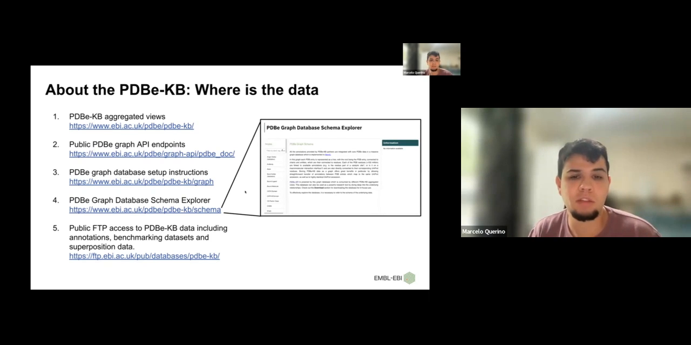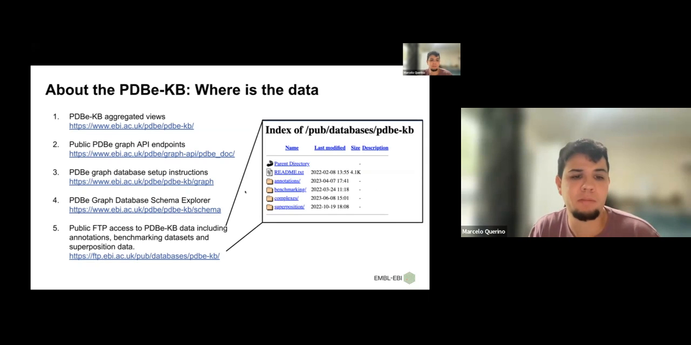If you're interested in the raw data itself, our public FTP access area has data for the annotations, the benchmarking data sets, the superposition data, and more recently, the complex data as well.